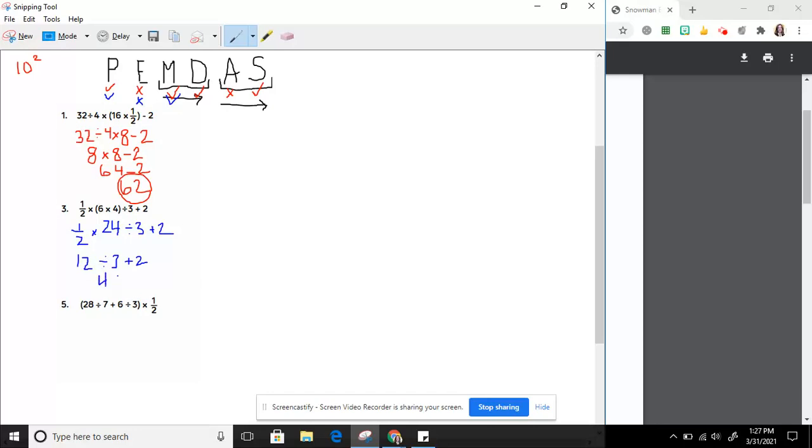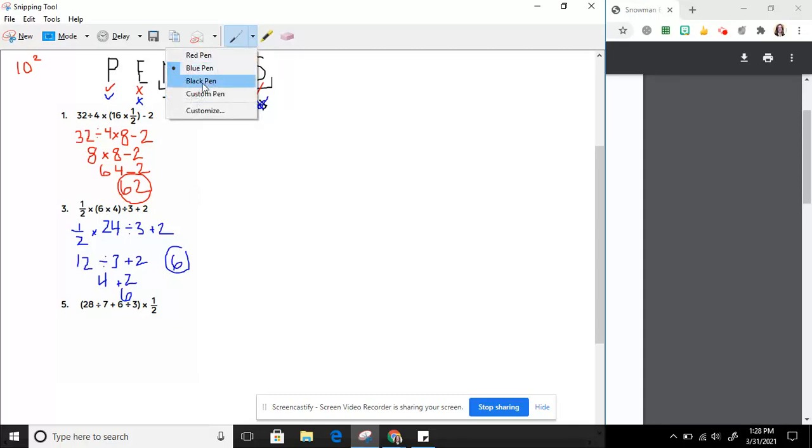Which is 4. And again, I like to rewrite or continue writing the expression out. We did our division. Then we do our addition and subtraction going left to right. 4 plus 2 is 6. So our final answer is 6. We did our addition. There was no subtraction. So 1/2 times 6 times 4 divided by 3 plus 2 is 6.